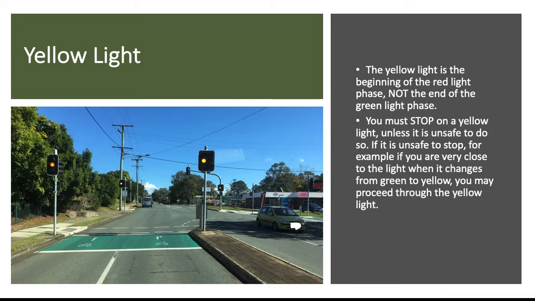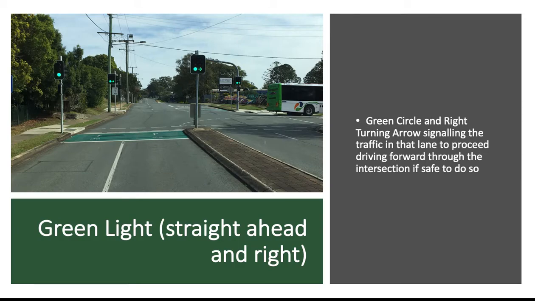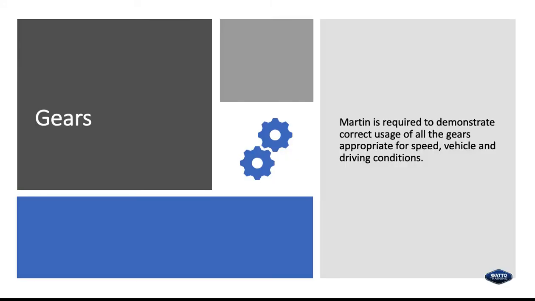The yellow light is the beginning of the red light phase, not the end of the green light phase. You must stop on a yellow light unless it is unsafe to do so. If it is unsafe to stop, for example, if you are very close to the light when it changes from green to yellow, you may proceed through the yellow light. Green circle and right turning arrows signal the traffic in that lane to proceed driving forwards through the intersection if safe to do so.